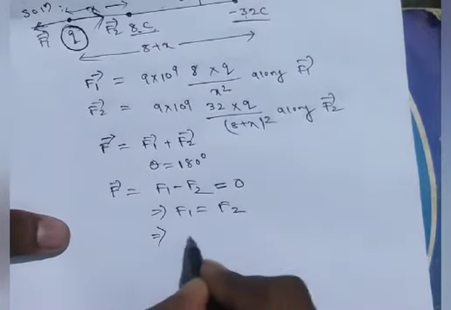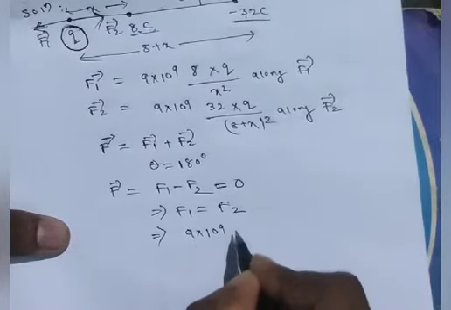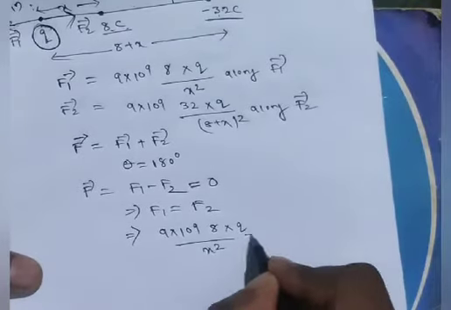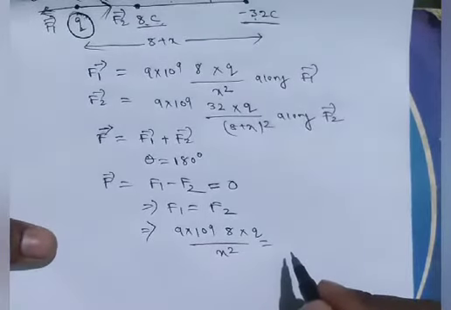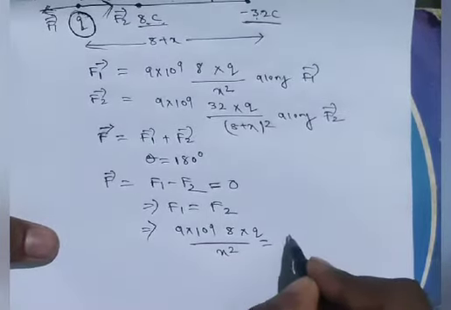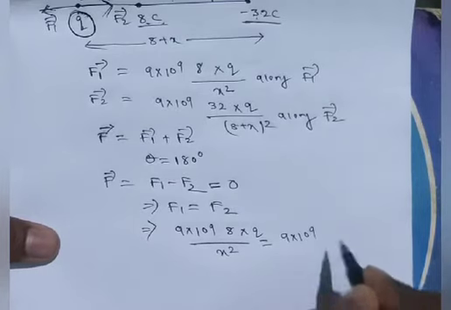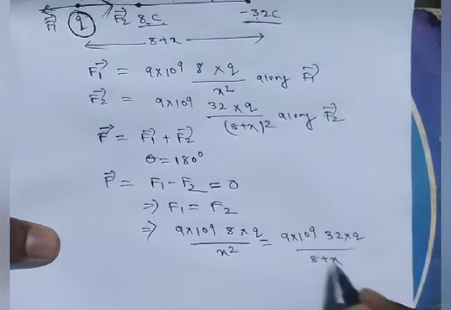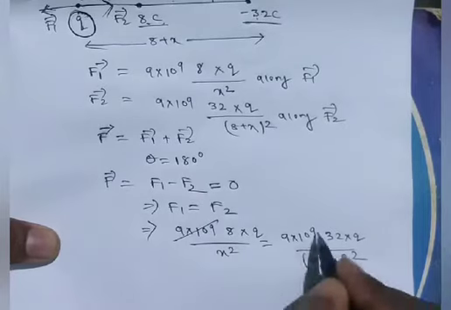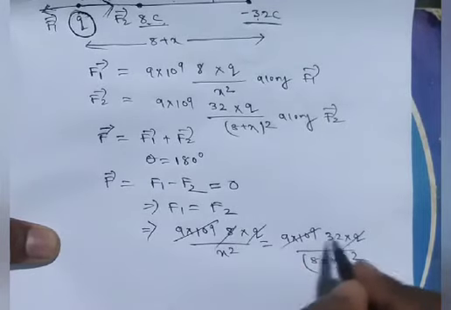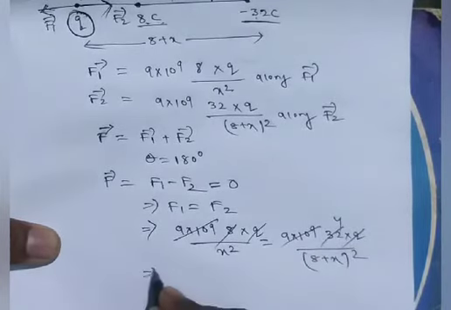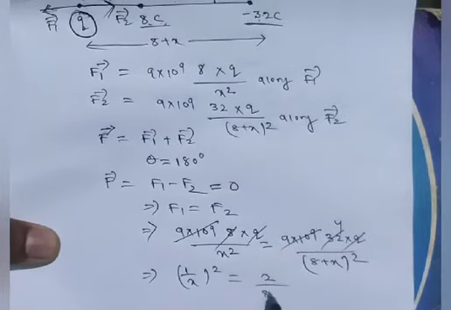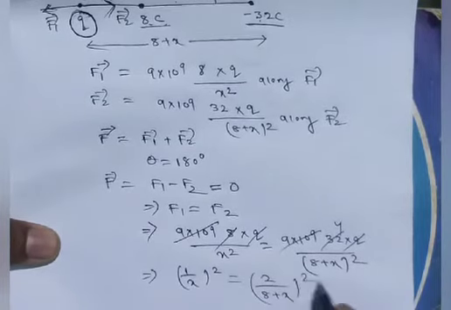So F1 is 9 into 10 to the power 9, 8 into Q by x square, and F2 is 9 into 10 to the power 9, 32 into Q by (8 plus x) whole square. So this will get cancelled, Q cancels, 32 by 8 is 4. So we can write 1 by x whole square, and this we can write 2 by (8 plus x) whole square.